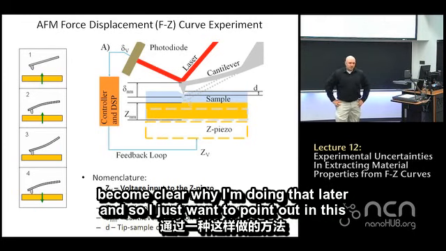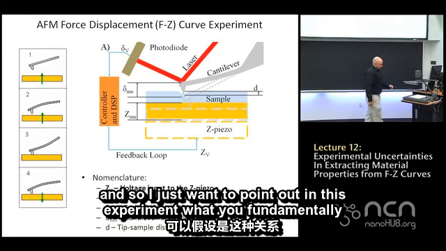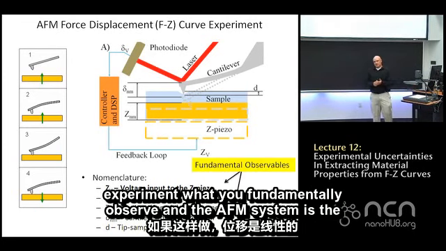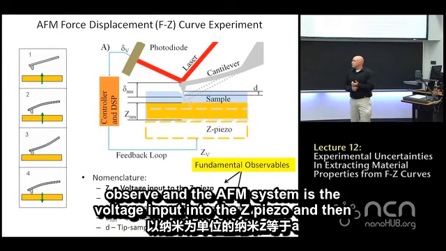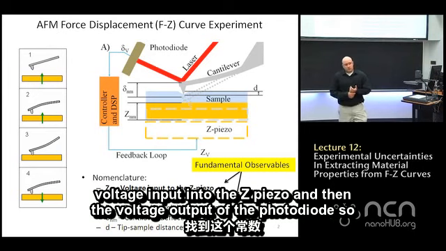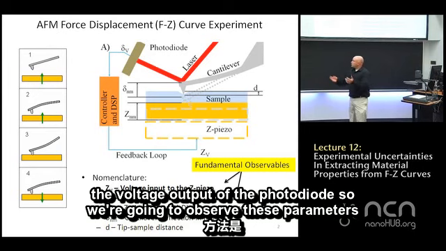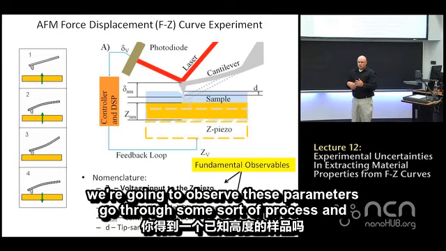I just want to point out that in this experiment, what you fundamentally observe in the AFM system is the voltage input into the Z piezo, and then the voltage output of the photodiode. So we're going to observe these parameters, go through some sort of process, and eventually get elasticity.